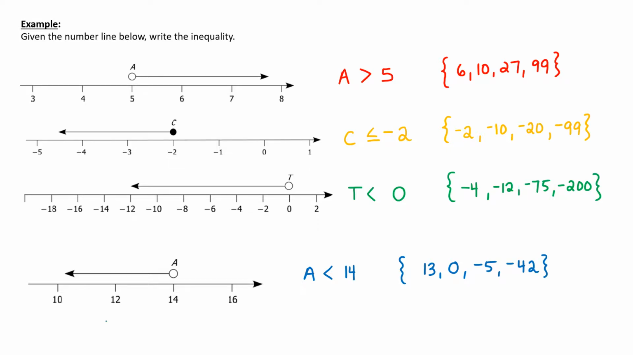All examples. Now, if we were to fill in that circle, for example, then A would be less than or equal to 14. Then the numbers that would satisfy that would be 14, then 13, 0, minus 5, negative 42. So that's the difference, for example.